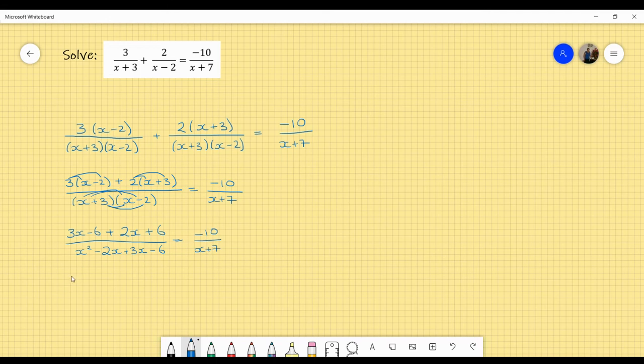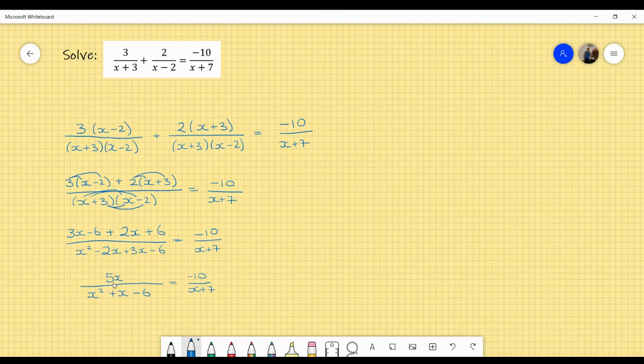And then I'm going to simplify my numerator, so 3x plus 2x will give me 5x, and the minus 6 plus 6 in this case will cancel out, so it's just 5x on my numerator. And then my denominator, when I simplify this one, I will end up with x squared minus 2x add 3x will give me plus x minus 6, and this will then equal obviously the minus 10 over x plus 7. So you'll see some questions that start like this, and others obviously will build up to this level.